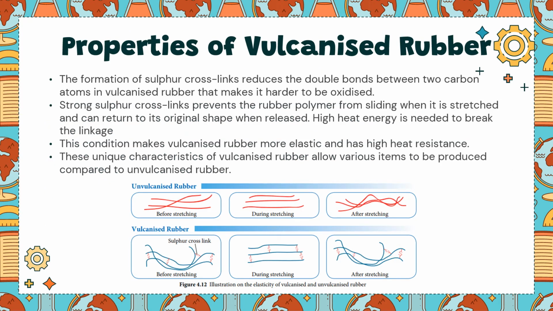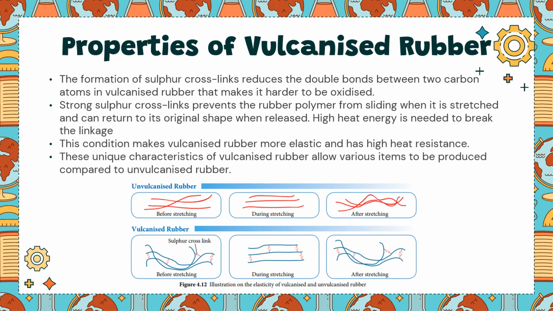Properties of vulcanized rubber. The formation of sulfur cross-links reduces the double bonds between carbon atoms in vulcanized rubber, which makes it harder to oxidize. Strong sulfur cross-links prevent the rubber polymer from sliding when it is stretched, and it can return to its original shape when released. High heat energy is needed to break this linkage.